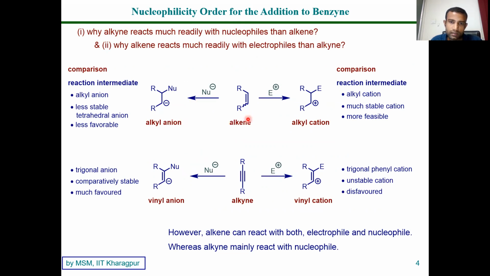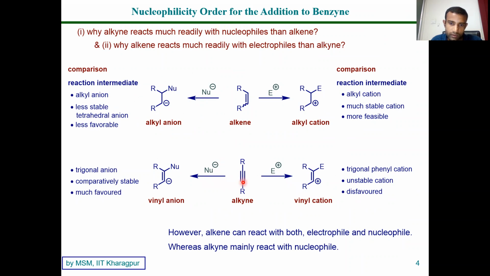Now, if we think about the alkene reacting with an electrophile, what do we get? An alkyl cation. This alkyl cation is a much more stable cation and more feasible. At the same time, if you react a nucleophile with an unactivated alkene, it is not that feasible because the alkyl anion is a less stable tetrahedral anion. Of course, under some special conditions we do observe it, but compared to the cation, this anion is much less feasible. At the same time, if you think about the alkyne reacting with an electrophile, this gives you a trigonal vinyl cation, not phenyl, vinyl cation. This is also an unstable cation, and this type of reaction is disfavored, like the benzyne case.